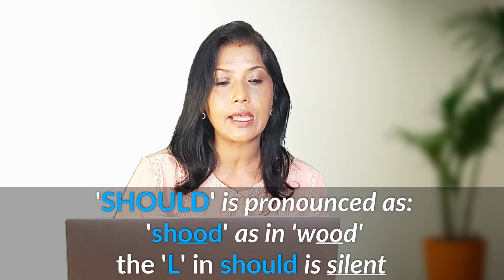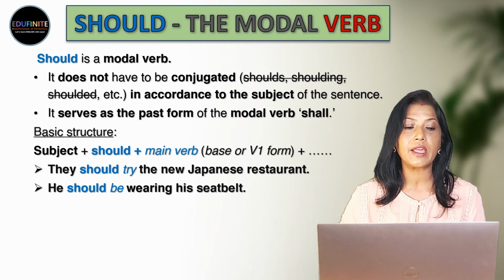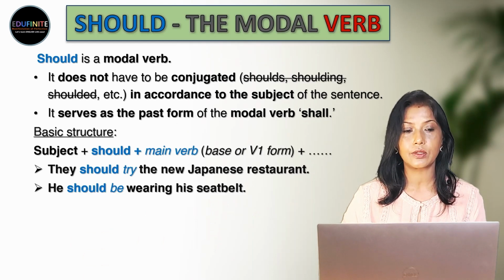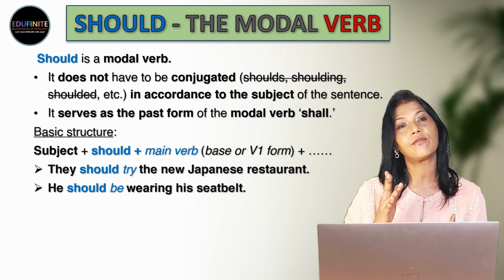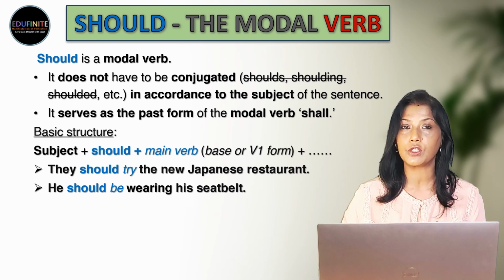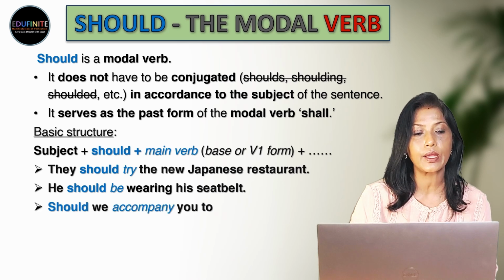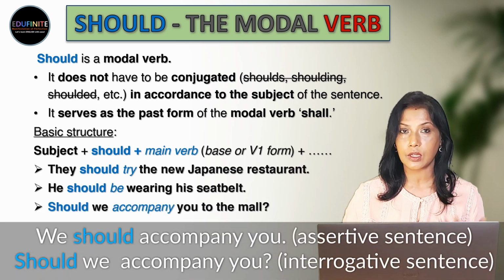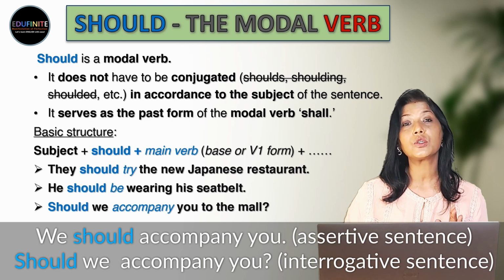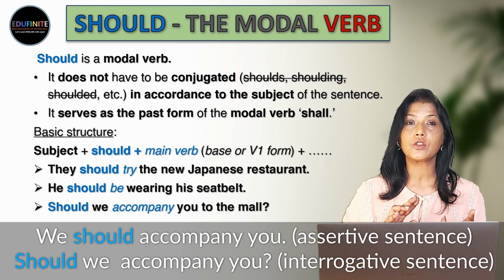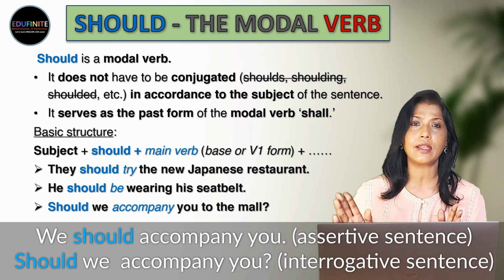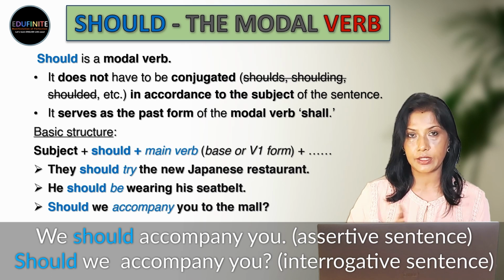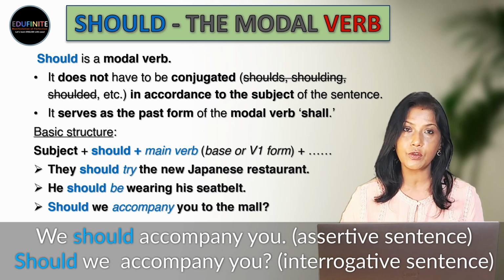Okay, now the next one is: he should be wearing his seat belt. See, here the subject is third person singular, but should remains should. And then we have the base form of the main verb, which is be. Next, suppose we have to ask a question. In that case, we interchange the position of should with the subject. So should goes first, then the subject, and then we maintain the rest of the sentence. Should we accompany you to the mall?